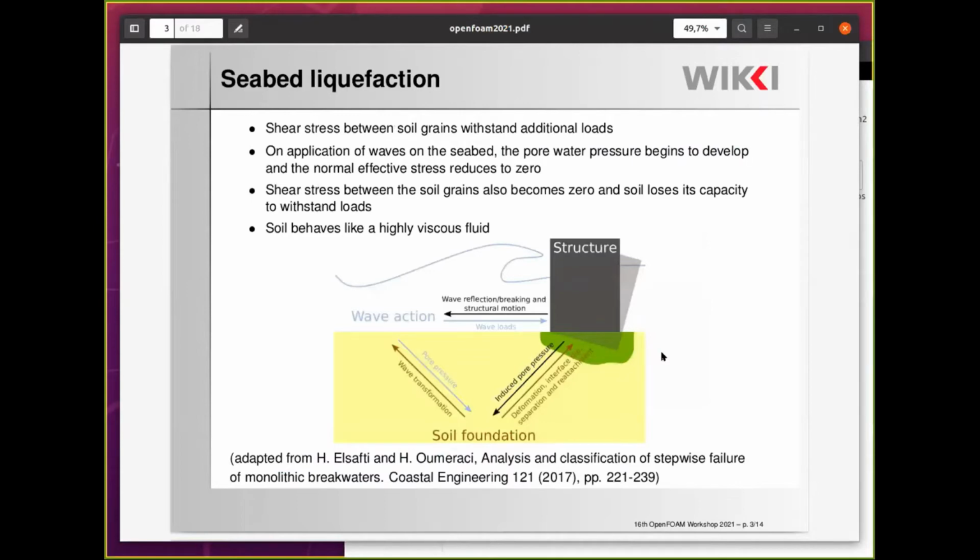If you look into the sea, we have the soil particles on the bottom and waves on the top. These soil particles always have shear stress between them, which helps to withstand load, for example, this gravity anchor or the structure. The waves on the top increase pore water pressure, which is the pressure due to water inside the pores of the soil grains. This reduces shear stress and the soil grains lose their capability to withstand load. Soil then behaves like a highly viscous fluid, which is liquefied soil.